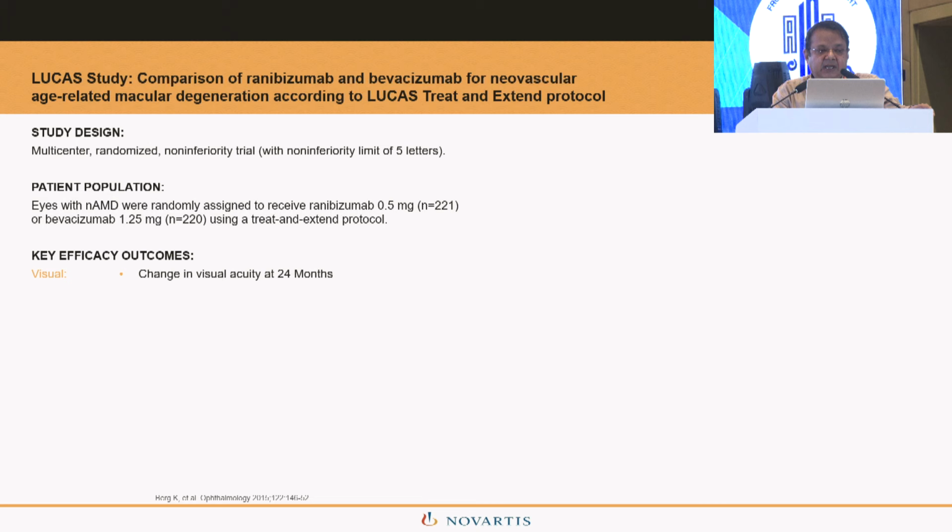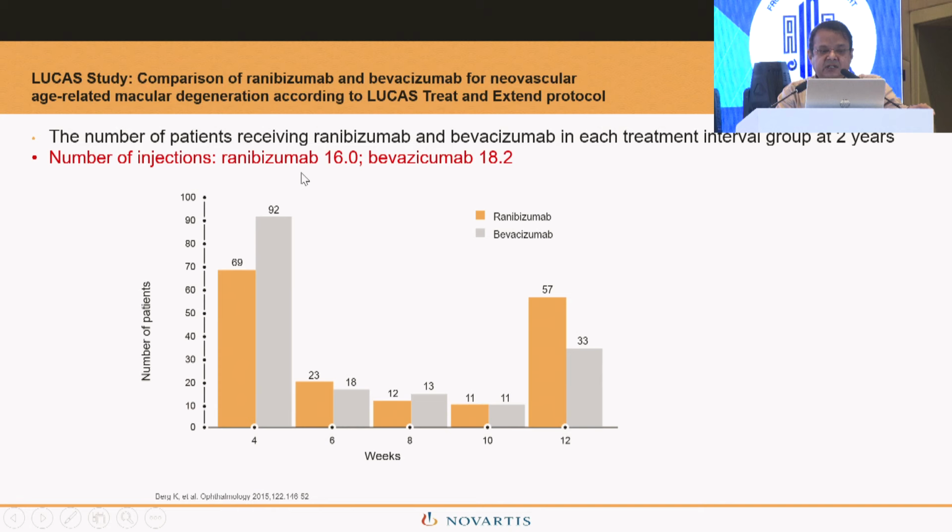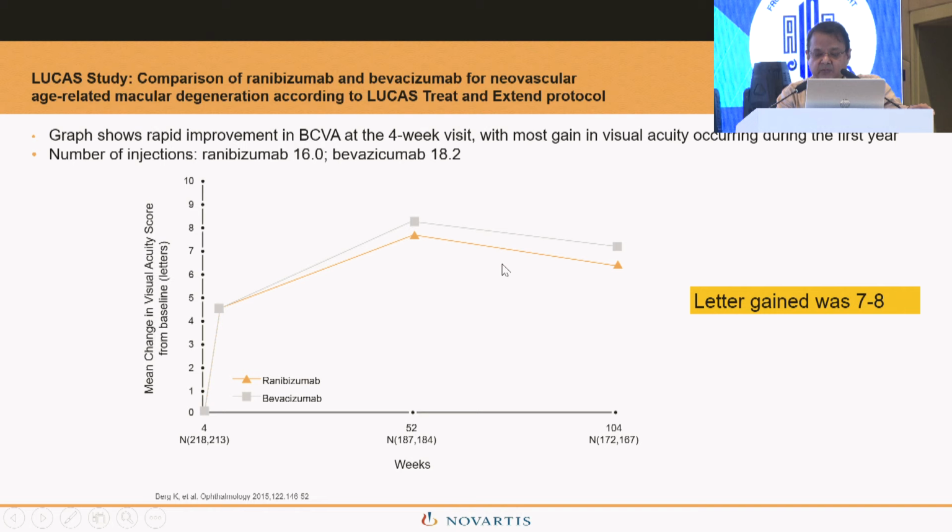In the LUCAS study, comparison of ranibizumab and bevacizumab for neovascular age-related macular degeneration according to the LUCAS treat and extend protocol. If you look here, the number of injections required were 16 in the ranibizumab group and 18.2 in the bevacizumab group, and the letter gain was almost the same in both the treatment protocols.